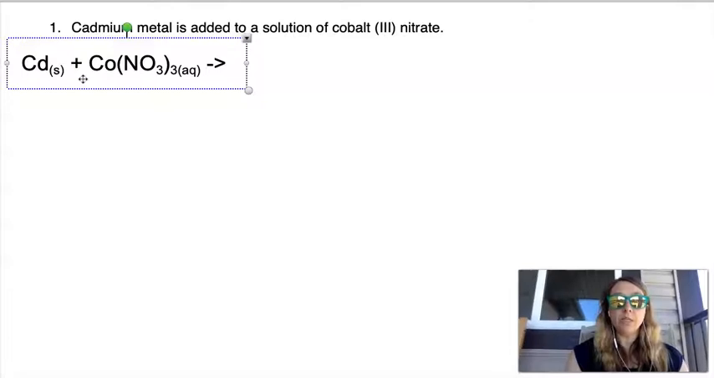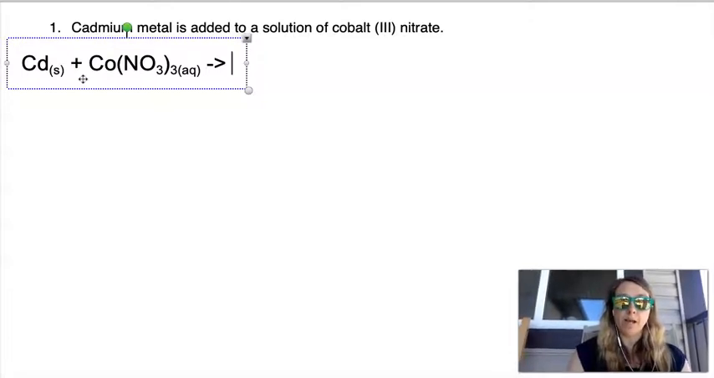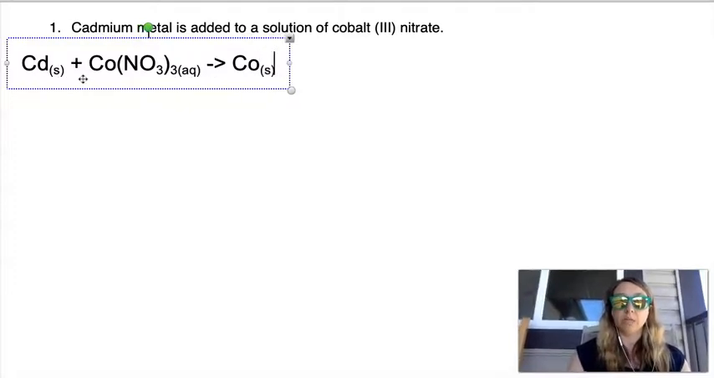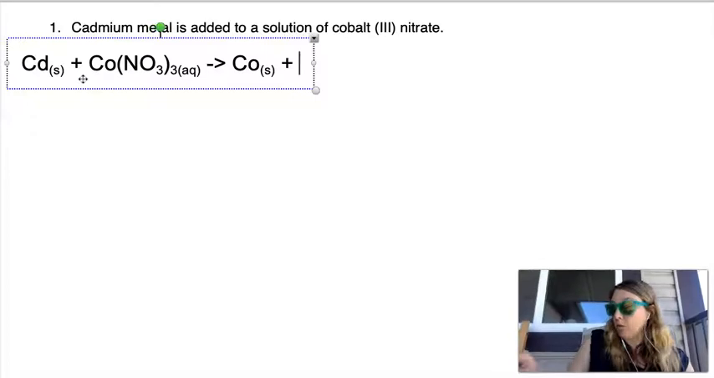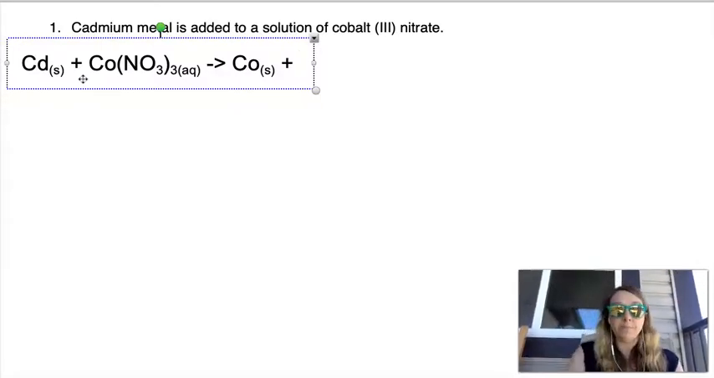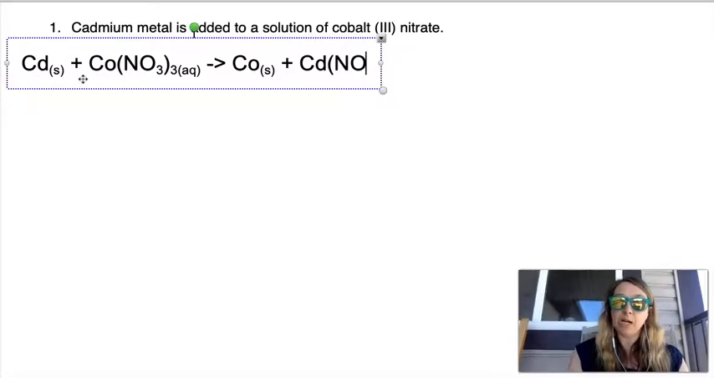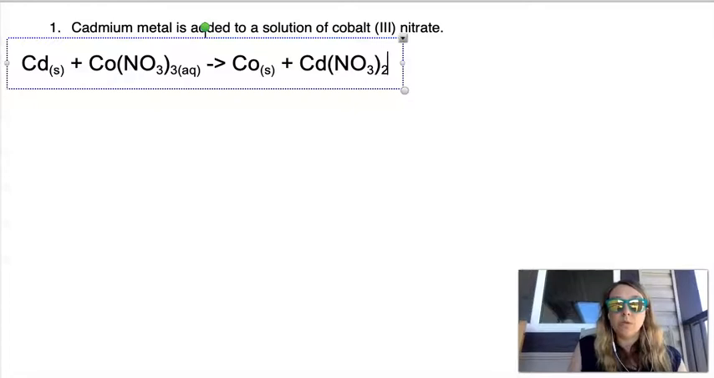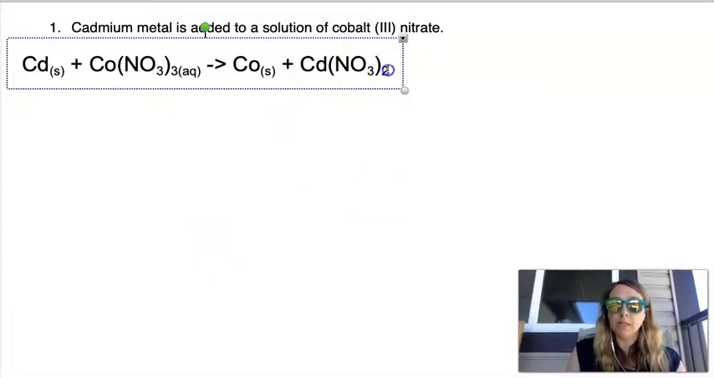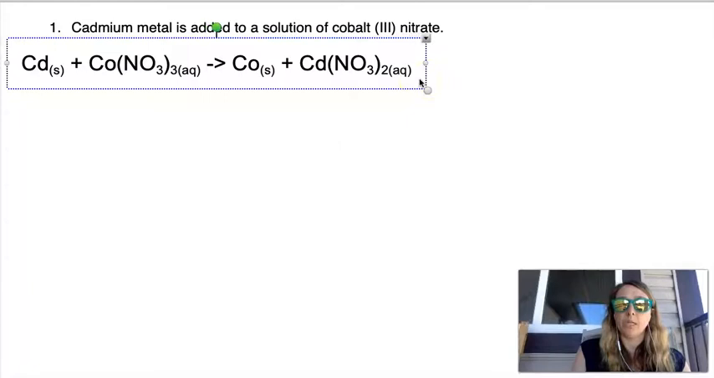Okay, so we look at this. This is going to be a single replacement reaction. We are going to make the cobalt as an element, right? So it's going to be Co solid, and then we are going to make the cadmium nitrate. So when we find cadmium, I want to say it's a 2 charge, it is. So it's going to be Cd, then brackets, NO3 with a 2. Okay, we want to go check our solubility table for that. So here's the nitrate. There's no cadmium nitrate down here. So that means that this is going to be aqueous.